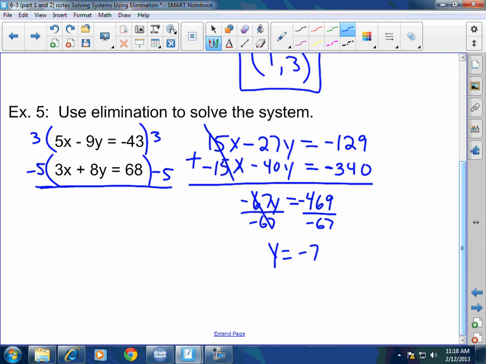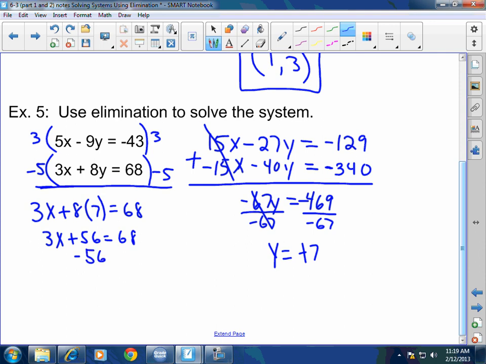I'm sorry. That is a negative, so it would be positive. Now that I have a y equals, what do I do now? Plug it into where? You can plug it into the original top or bottom. You want to plug it into the bottom one? That's fine. 3x plus 8 times y, which is 7, equals 68. 3x plus 56 equals 68.